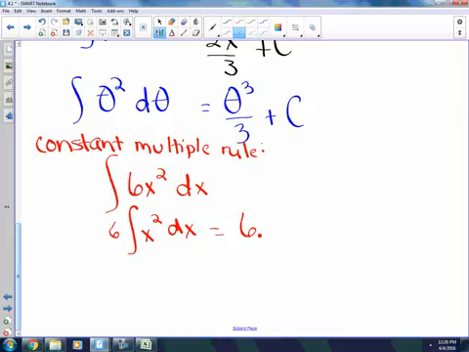And the 6 just tags along, and now we're going to integrate x squared. So we just multiply it by the answer, then that can simplify to, and there's our answer. So when you have a constant, you just multiply it through. Just keep it going. That's fine.